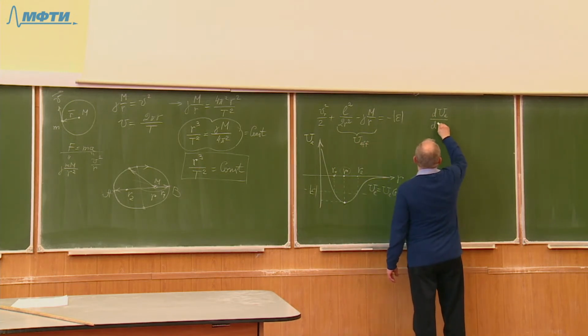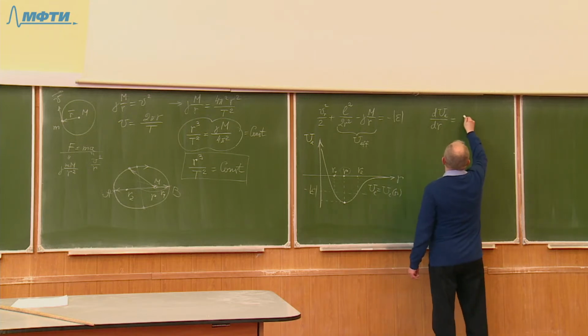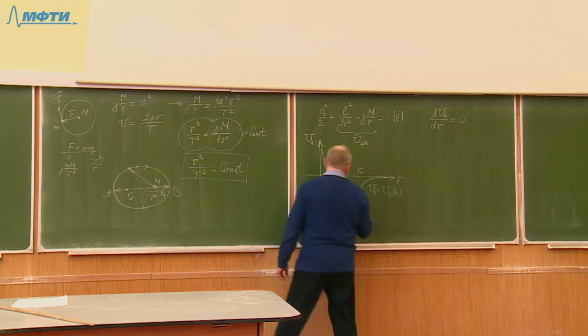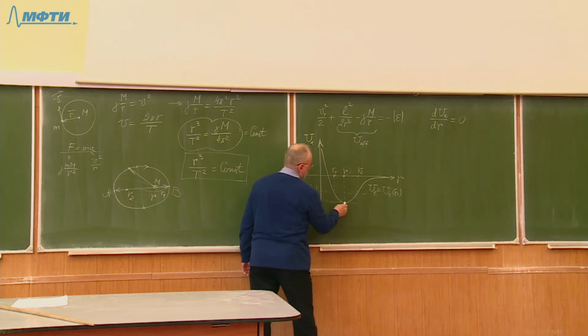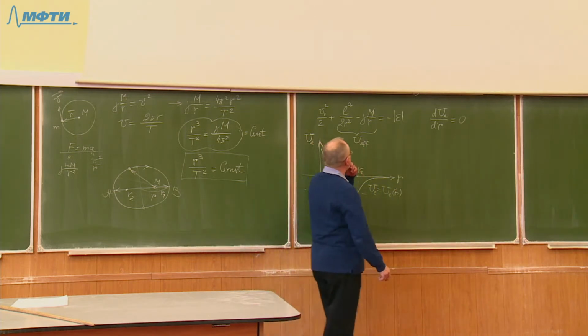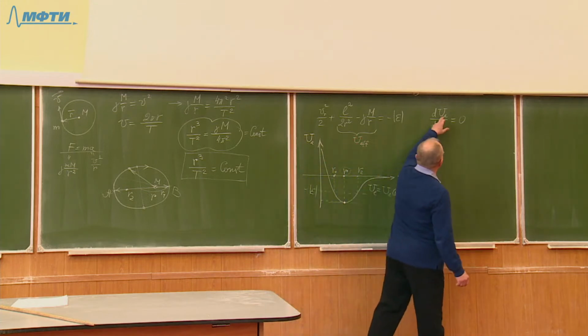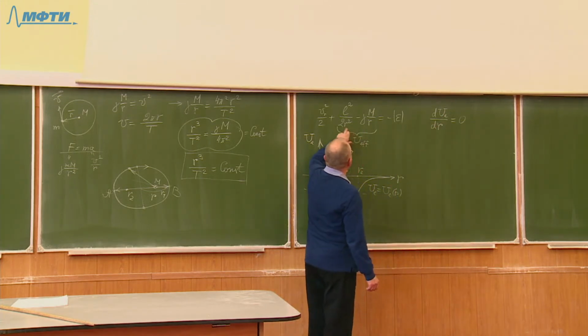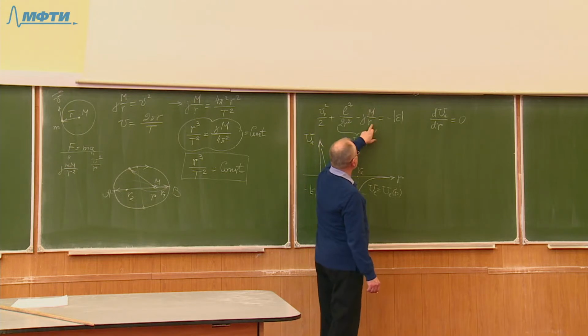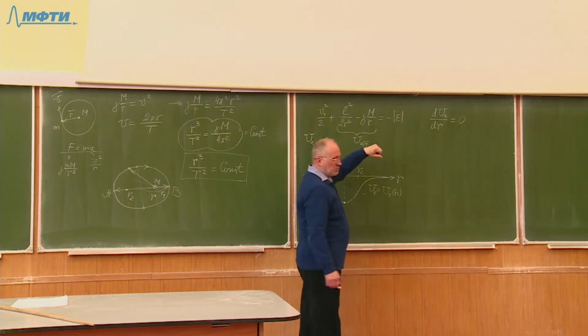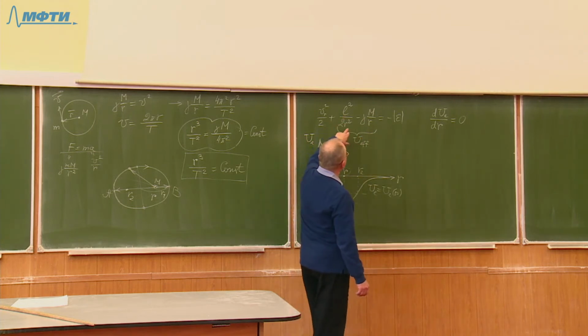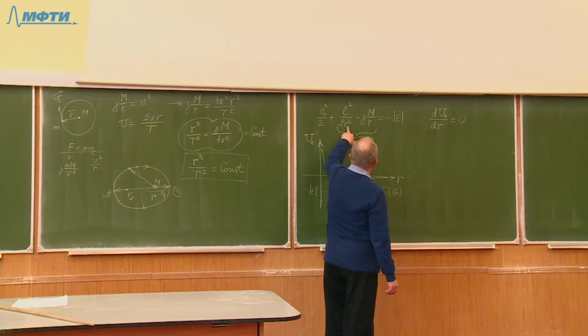We take the derivative with respect to r, and if the derivative is 0, then we are at this minimum point. How does this function depend on the radius? Here is the dependence: a constant divided by radius squared minus another constant divided by radius. So this function is somewhat more complicated than usual. The radius is in the denominator.